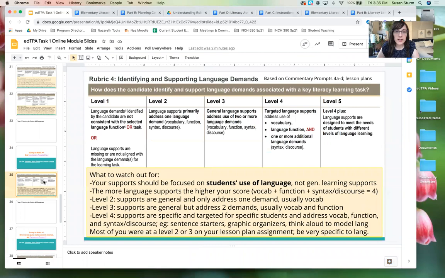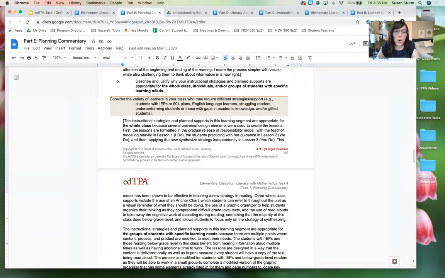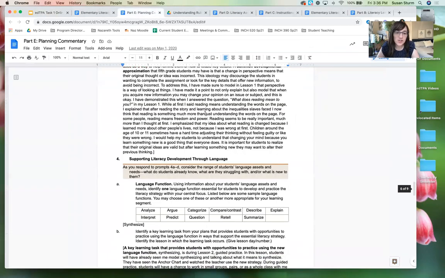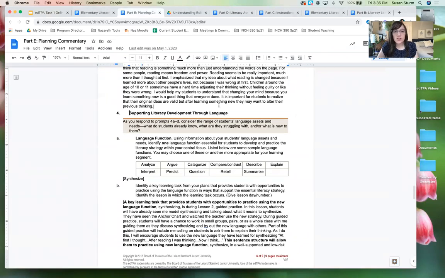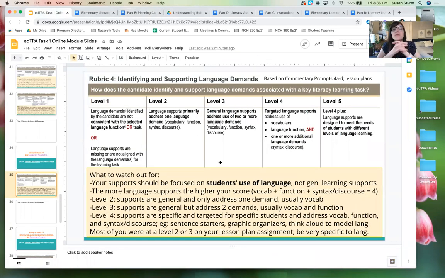So this rubric is based on prompts 4A through D. The language demands gets its own whole entire question on the edTPA, and this is question four, all parts of it. This rubric is really looking at how you identify and support language demands associated with this literacy learning task. What this means is, how are you supporting your students in learning the new language around what you're teaching them?